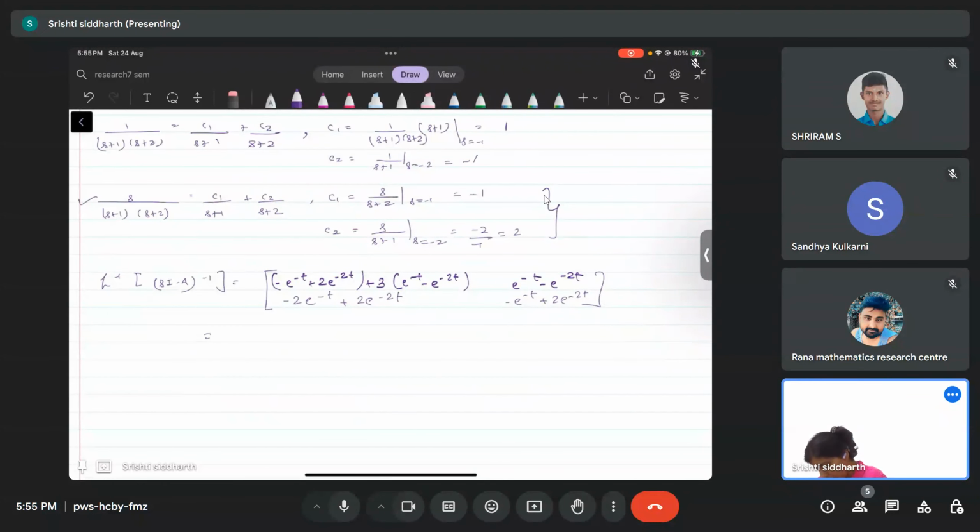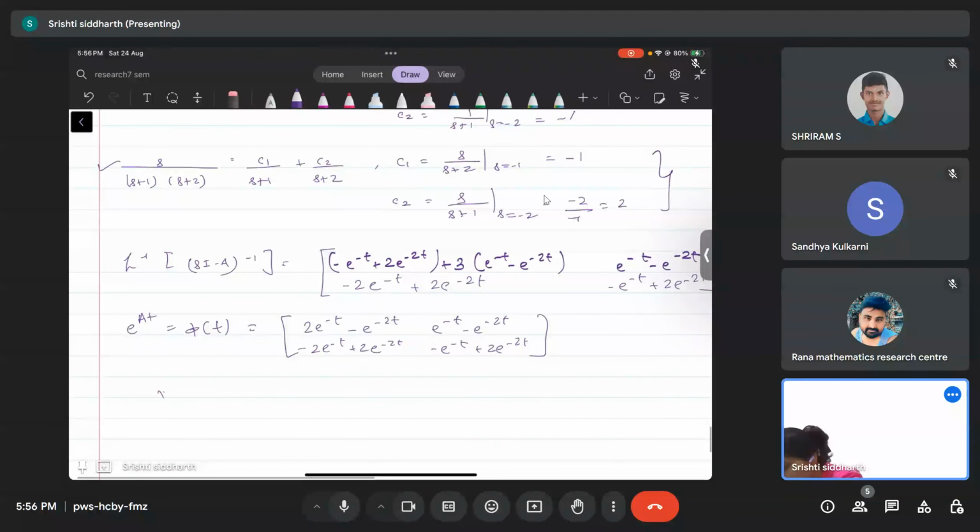So you can just simplify the first element. It's going to be e to the power minus t, and then the rest of them remain the same. Okay. So this is phi of t or e to the power At. So x at any given time t is going to be this matrix e to the power At times x1(0) and x2(0). So you just have to substitute the time. Alright.